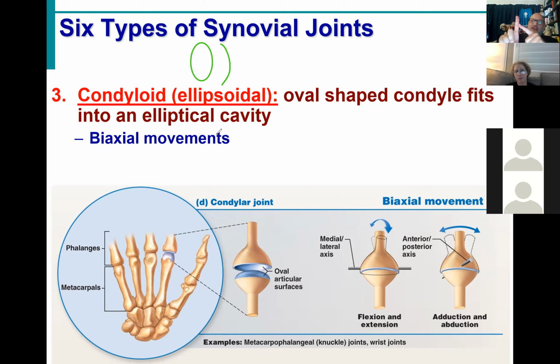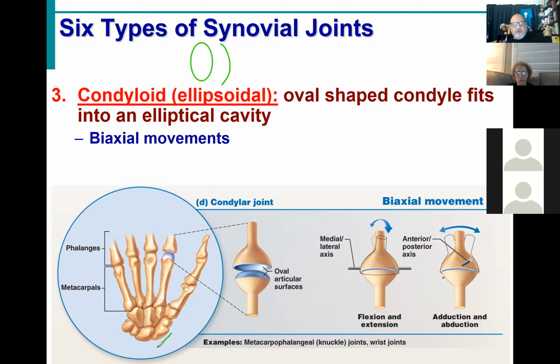So as I mentioned here, between the proximal and the middle phalanx or phalanges, I have a hinge joint that allows one axis of motion. Here, between the proximal phalanx and the metacarpal, I have a condyloid joint, which is what allows me to do biaxial motions.